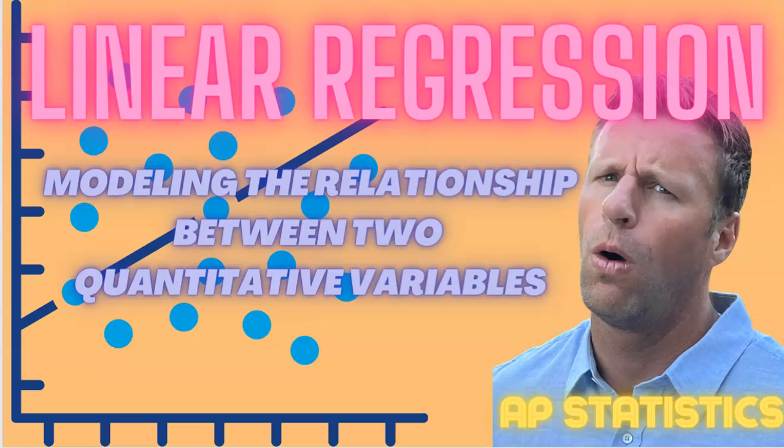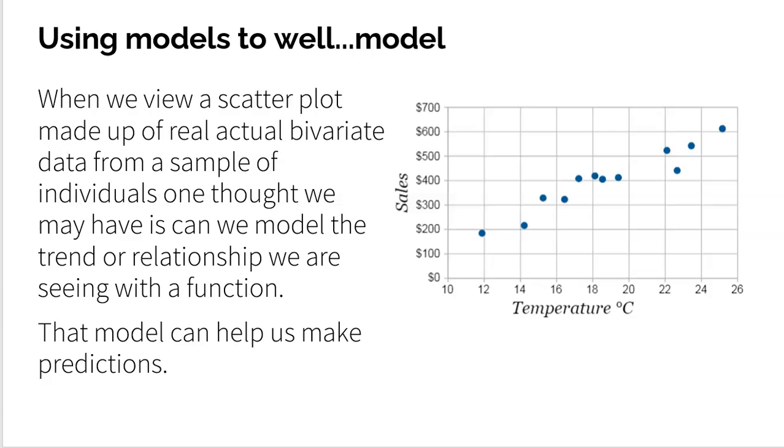Welcome to linear regression, modeling the relationship between two quantitative variables. Oftentimes when we view a scatter plot made up of real, actual bivariate data from a sample of individuals, one thought that might come to mind is, can I model the trend? I see a relationship. Can I maybe model that trend with some type of function? And what does a model do? Well, a model models, right? It's not perfect. It's not exact. It's just used to help us make rough approximations or rough predictions.